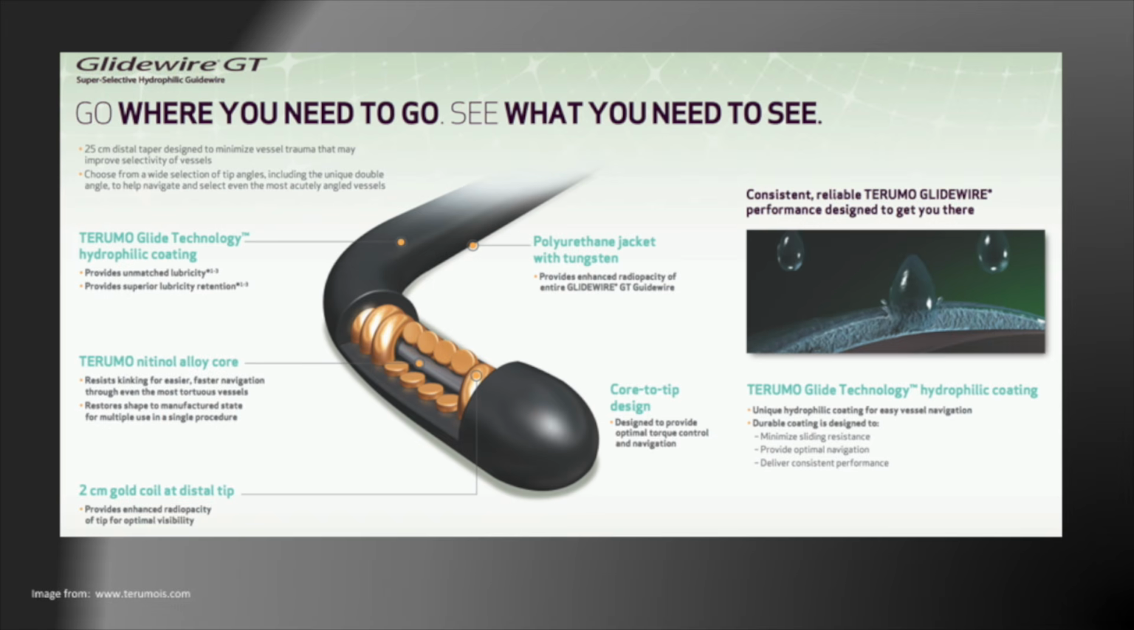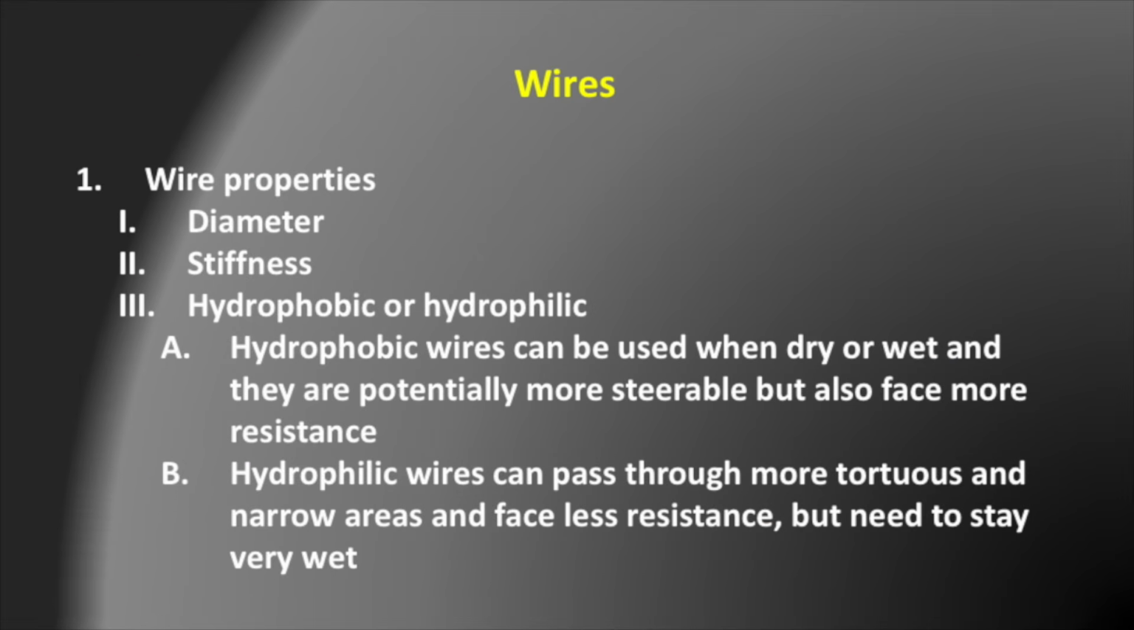Again, this is a very basic review, and you can look up the specific features of the different types of wires we use. So wires at the most fundamental level can be divided into 3 different categories. The first describes the diameter of the wire, which is the size. The second describes the stiffness of the wire, which is basically how floppy or stiff the wire is. And the third important category is whether the wire is hydrophobic or hydrophilic.